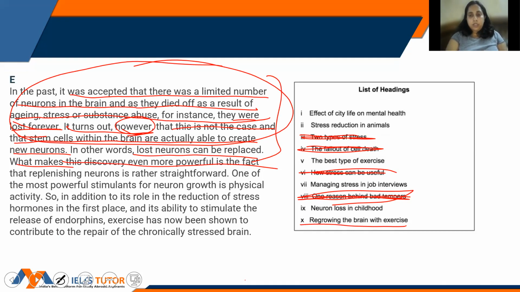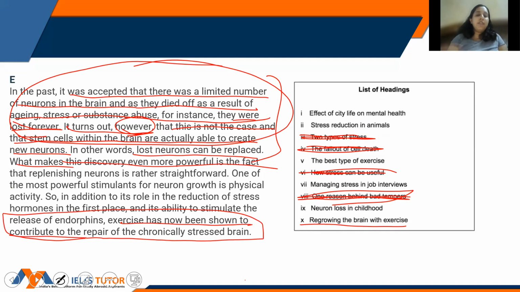In the last second line, it has been shown about the exercise also. The exercise has now been shown to contribute to repair of the chronically stressed brain. So here we have the exact answer: exercise repairs the chronically stressed brain. Repair means regrowing. The other word here is replenish, which simply means regrowth.